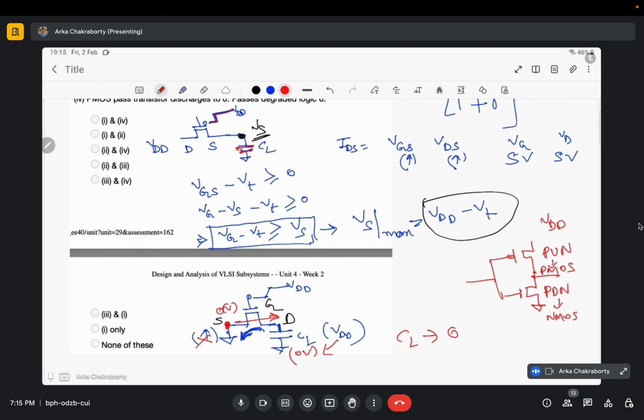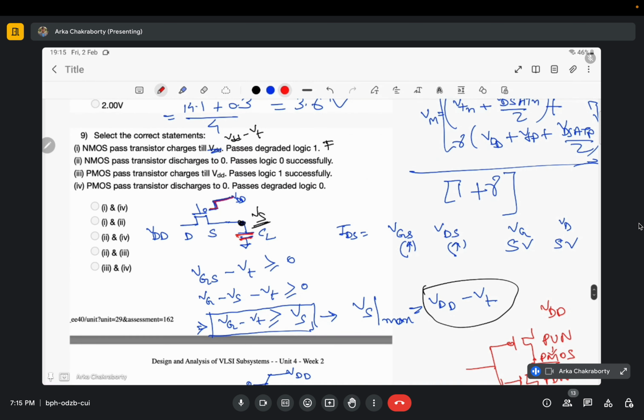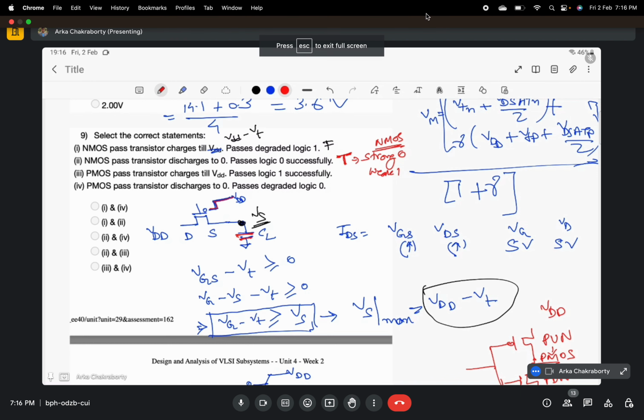Okay, so the next statement is: NMOS pass transistor discharges to 0, passes logic 0 successfully. This is true. That's why they are also called strong 0 or weak 1. NMOSs are called strong 0 or weak 1 because they can pass 0 successfully, but they cannot pass VDD completely. They will only be able to pass VDD minus VT, so it is called weak 1. Okay, let's move forward.